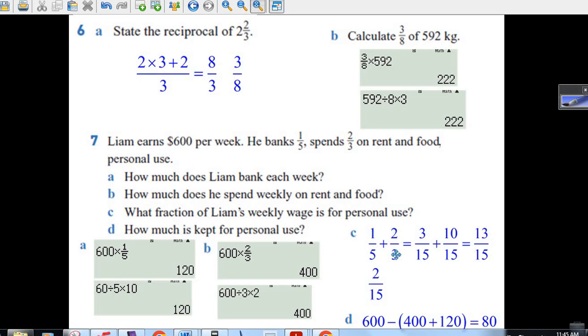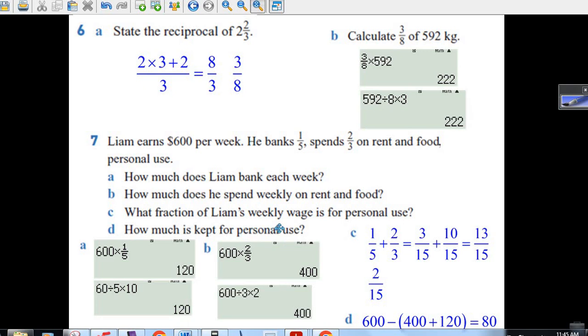What fraction does he use for personal use? Well, you take 1 over 5 and 2/3, and you put them together. So that's 3 over 15 plus 10 over 15. 13 over 15 is what he does for banking and spending on rent and food. What he gets for his personal stuff is what's left. There's 2 left there, 2 out of 15.